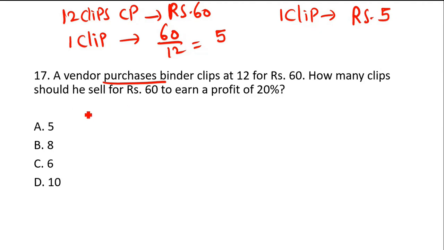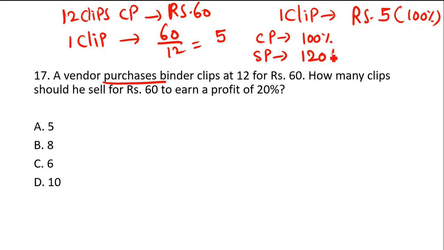Next, how many clips should he sell for rupees 60 to earn a profit of 20%? Okay. So one clip cost price is 5 rupees, right? And always your cost price is nothing but 100%, guys. And when you have a profit of 20%, your selling price is nothing but 120%. Let me repeat it once again. Always your cost price is nothing but 100%. Your selling price is whatever profit you have, that profit will be added to the cost price. If you have 20% profit, then 20% plus 100%, 120% is your selling price. Okay. So 120% is your selling price.